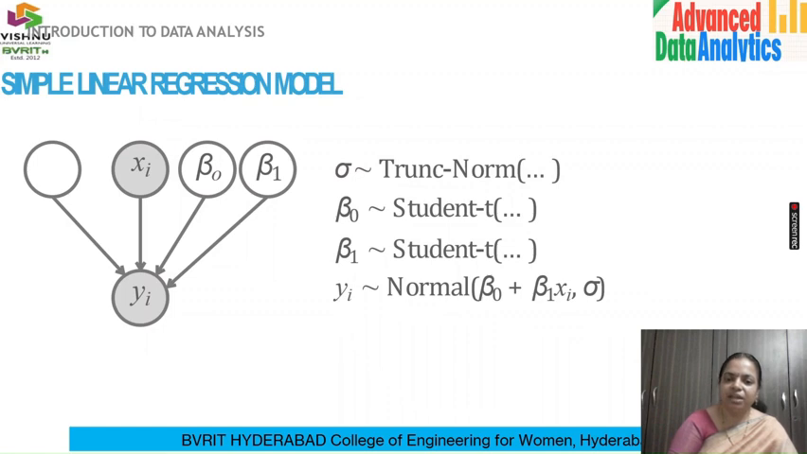Next is the simple linear regression model, which is also called the straight line model. In this model, x_i is our input value, and beta naught and beta 1 are the coefficient values. By applying these coefficients on our input value, we can find our predicted value. For that we generally use the function beta naught plus beta 1 x_i. This is especially for one input value and one target variable, where we can use this type of linear regression model.